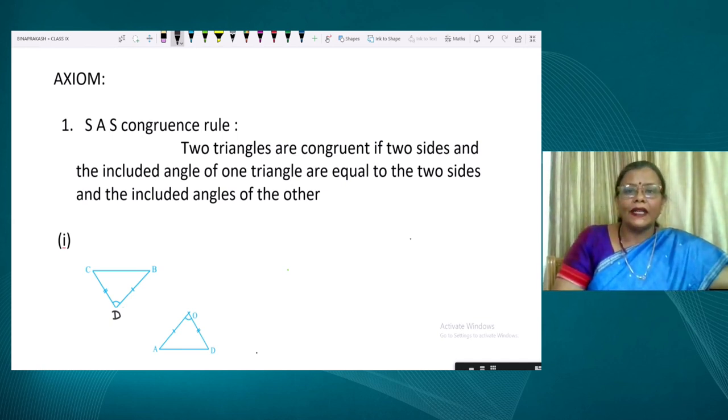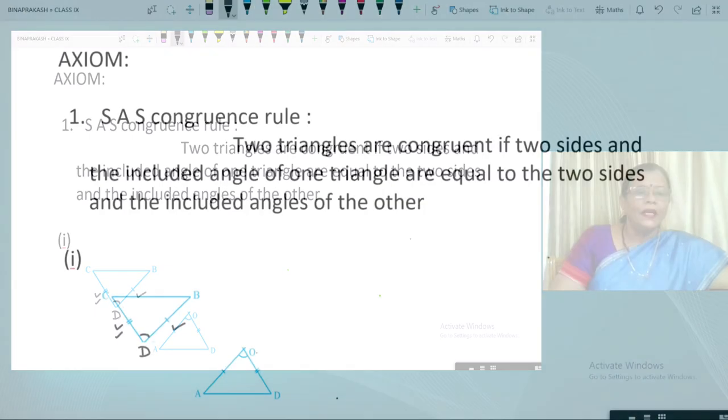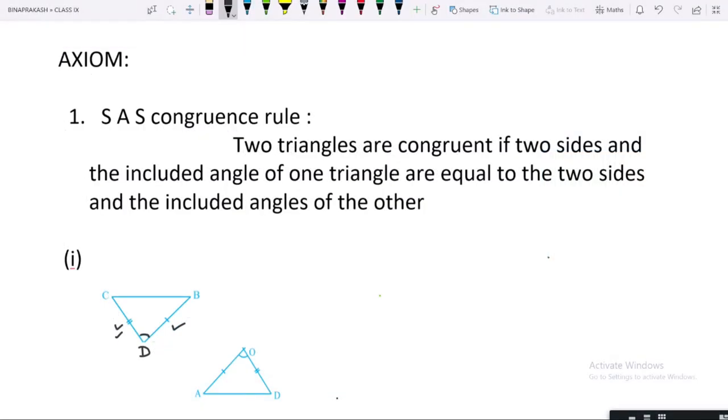in two triangles, if two sides and an included angle of one triangle, here there are two sides, one is this side and this is another side. The angle between the two sides is this angle, the measured angle D. If you can identify for the other triangle a similar situation, that is, two sides, this is one side and this is the other side, and the angle between them is equal, then we say that the two triangles are congruent. So in this case, we find that side BD corresponds to side AO, that is, side BD and AO are equal.